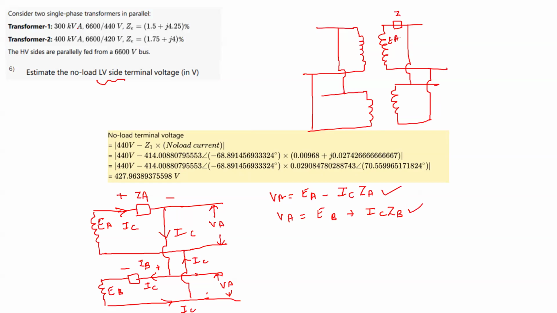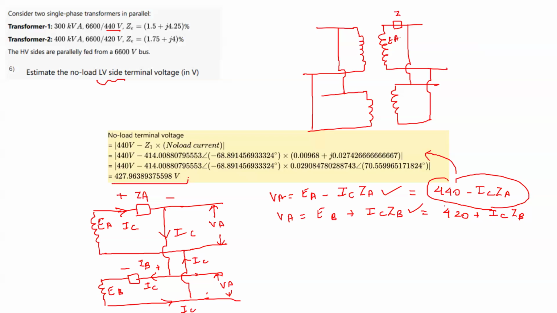Now EA is what? EA is 440 volt. So this can be 440 volt minus IC into ZA, or this can be 420 volt plus IC into ZB. Here they have solved using this information. You will see that from both the calculations, it will come out to be the same. If you solve for it, you will get this answer.